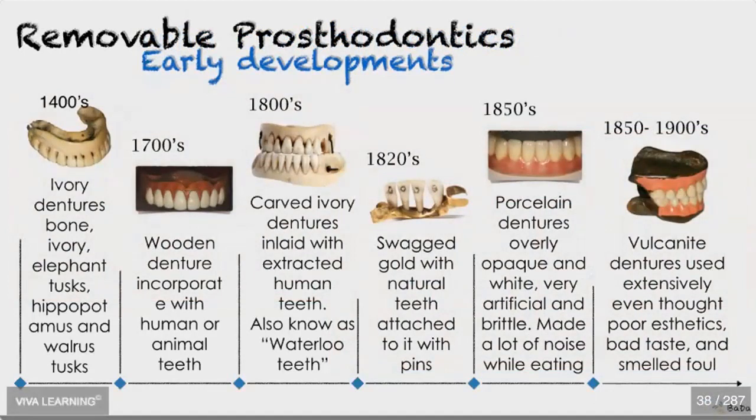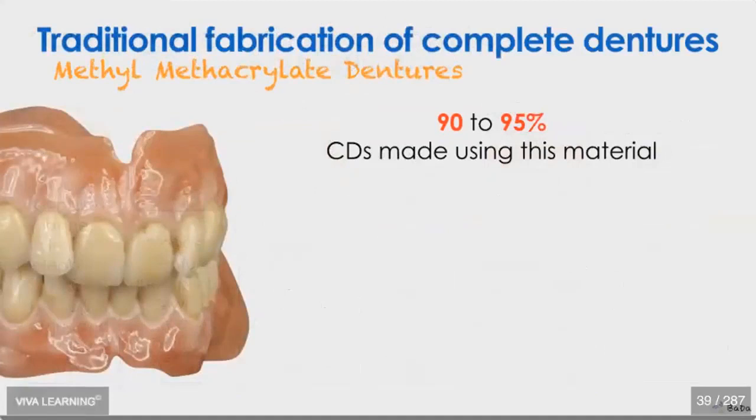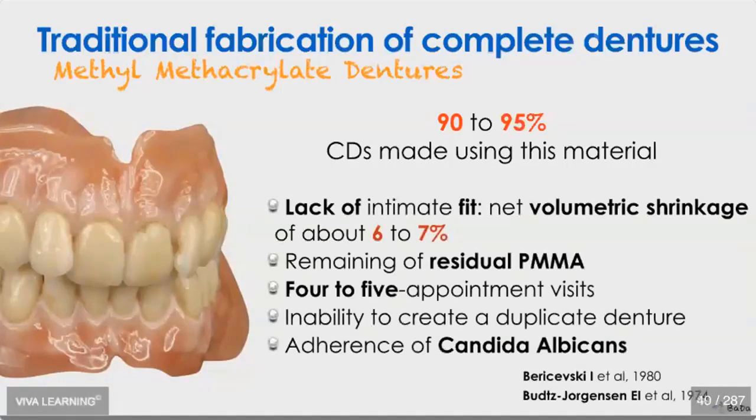Now, when it comes to the material itself for making dentures, different materials have been used through the years, ranging from ivory to wood to porcelain to vulcanite. And it wasn't until 1930 that methyl methacrylate was introduced. And since then, 90 to 95% of complete dentures have been made using this material. The problem with polymethyl methacrylate is that there is a lack of intimate fit because of the net volumetric shrinkage of about 6 to 7% of the denture base.